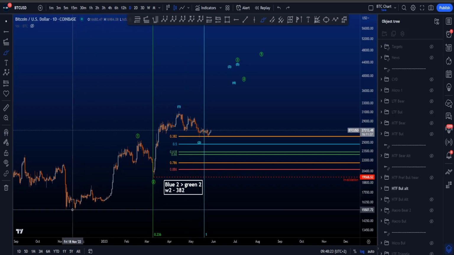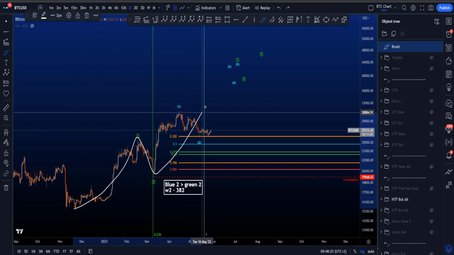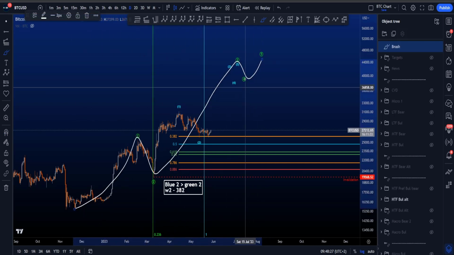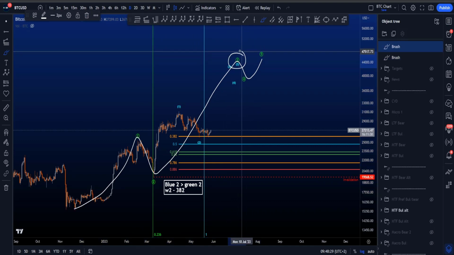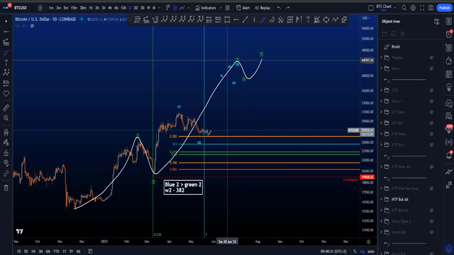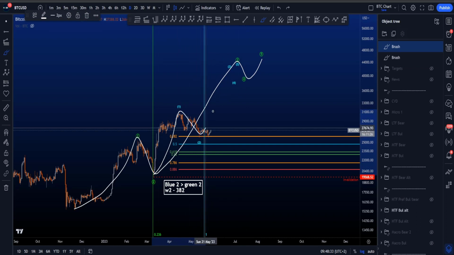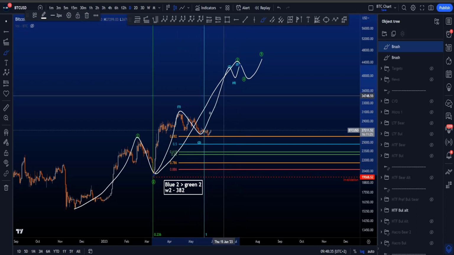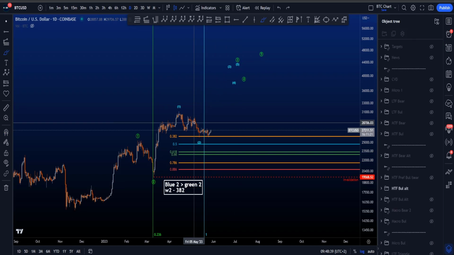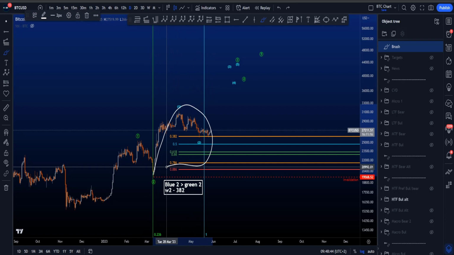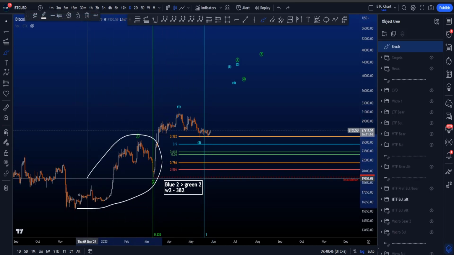So what we're looking for in green is a 1, 2, and then eventually a bigger 3, 4, 5. And then inside the green 3, you can count another 5-wave structure and then a 1, 2, 3, 4, 5. So the blue count is a lower degree count, and therefore usually what you see in a lower degree count is that the impulsive structures are shorter in time compared to the higher degree count.